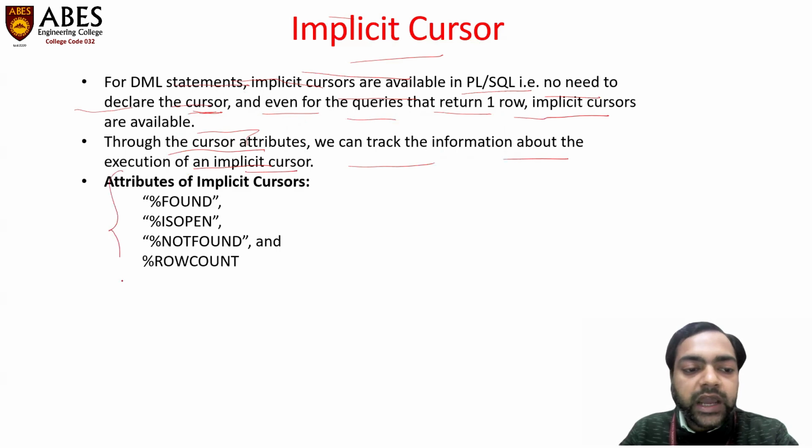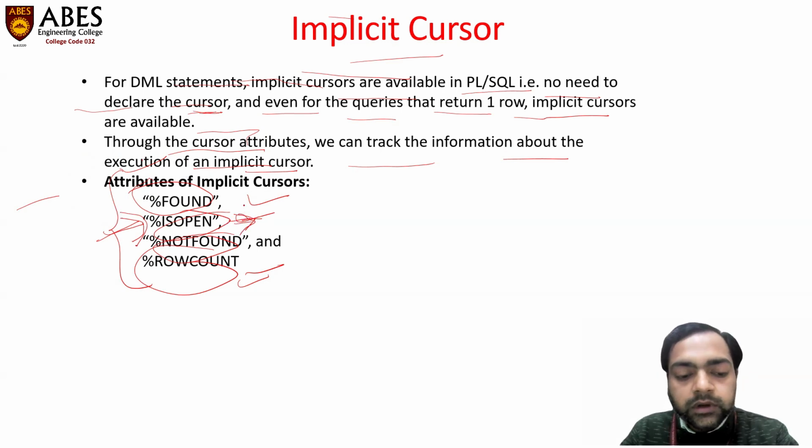Okay, here we have different types of implicit cursor attributes. First of all, we have percent found, then we have percent is open, not found, and row count. So what does it mean? First of all, we talk about is open. This will be the is open attribute for the implicit cursor. So for implicit cursors, the result is always false. The reason is Oracle basically closes the cursor immediately after executing the DML statement. Hence, this will provide the result as false, right?